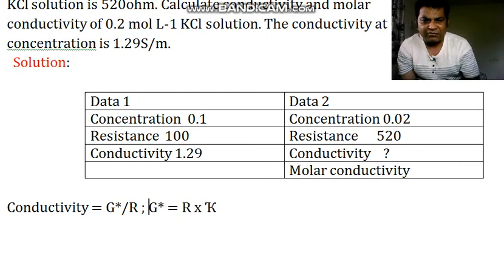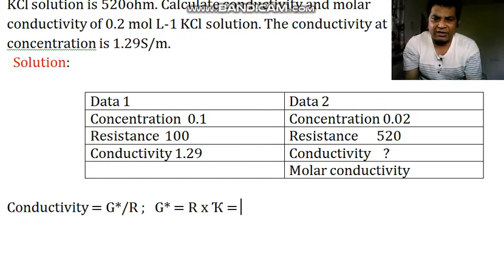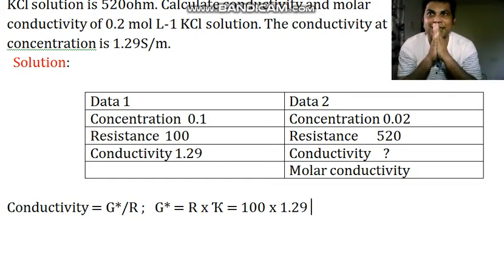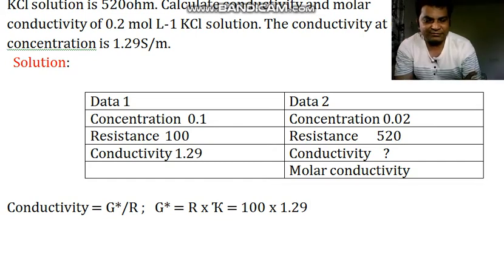Okay, how will we do it? Now we will put the values R dot kappa. What is the value of R? The value of R is given as 100, and the other value is given as 1.29. So what will be the answer? Tell me what the answer will be. 1290 will be the answer.